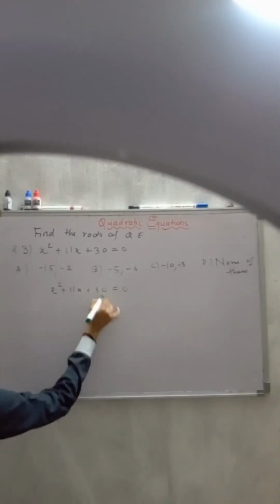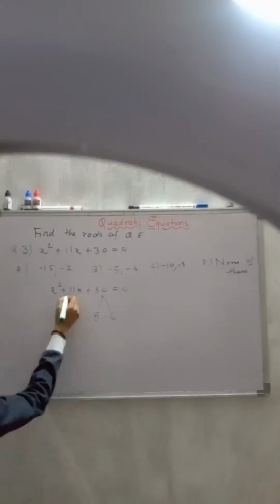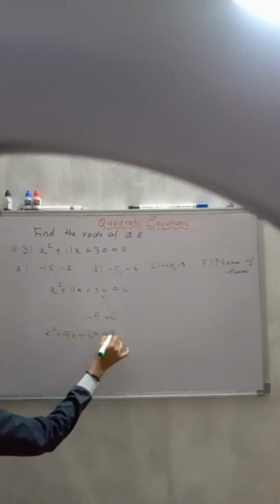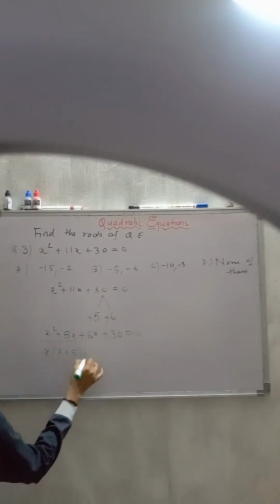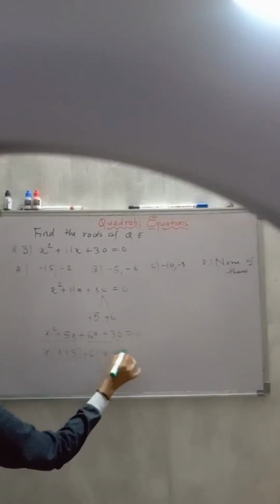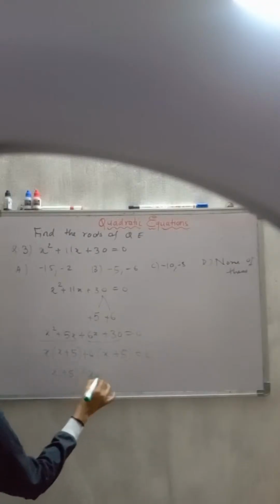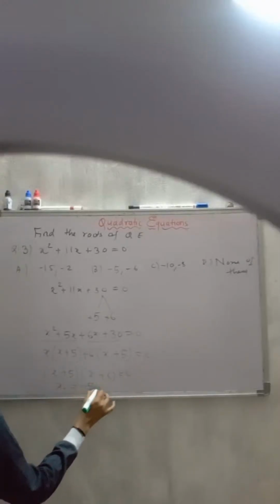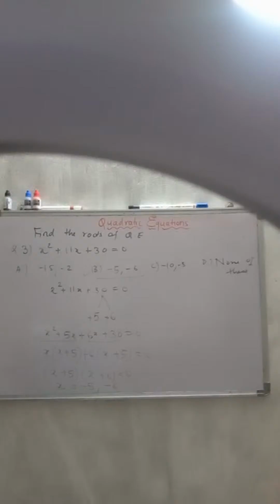Factorize 30. 5 6s are 30. We want plus 11, so plus 5 plus 6 gives you plus 11. x square plus 5x plus 6x plus 30 equal to 0. x common, x plus 5; plus 6 common, x plus 5 equal to 0. So x plus 5, x plus 6 equal to 0. Values of x are minus 5, minus 6. Option B is the correct answer.